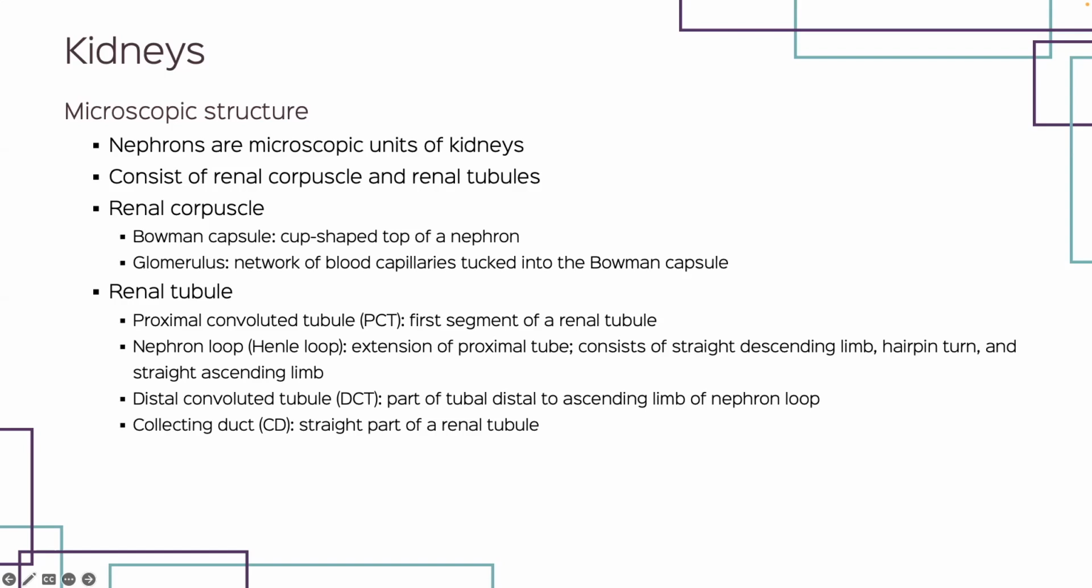The renal corpuscle can be subdivided into two parts. The glomerular capsule, also known as Bowman's capsule, is the cup-shaped top of a nephron. The hollow sac-like glomerular capsule surrounds the glomerulus. The glomerulus is a network of blood capillaries that are tucked into the glomerular capsule.